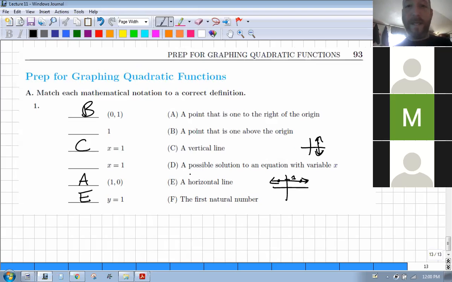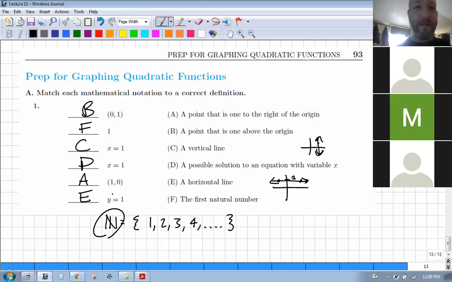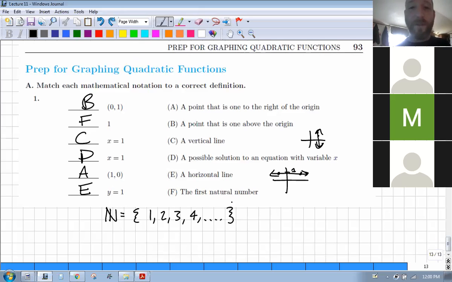All right, let's go back to D. A possible solution to an equation with variable x. X equals 1. And the very first natural number, 1. Our natural numbers is a set of numbers. And it depends on who you ask. Some people start at 0, but these are your natural numbers. It's a set. I use a funky N to denote that set. You have natural numbers. You have rational numbers. All right. The rationals look like the set of all A over B.